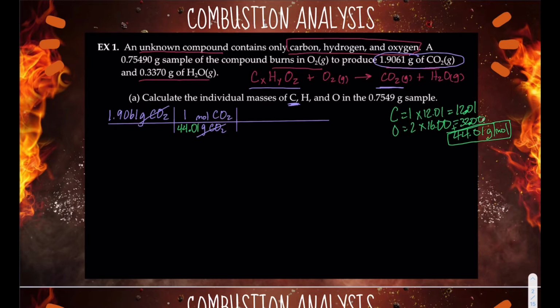Our next step will be to set up a mole ratio of moles of carbon dioxide to moles of carbon. In 1 mole of carbon dioxide, we have 1 mole of carbon. Notice that there are no subscripts next to the carbon. That's how I know that there's 1 mole of carbon in 1 mole of carbon dioxide. Our setup allows us to cancel out moles of carbon dioxide. Now we're going to convert from moles of carbon to grams of carbon.